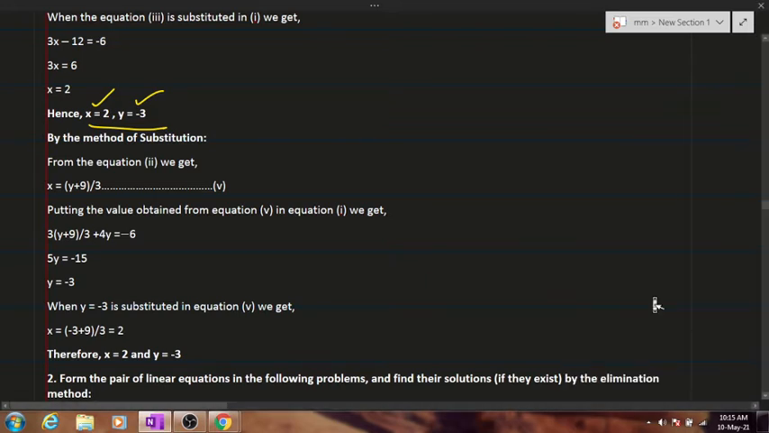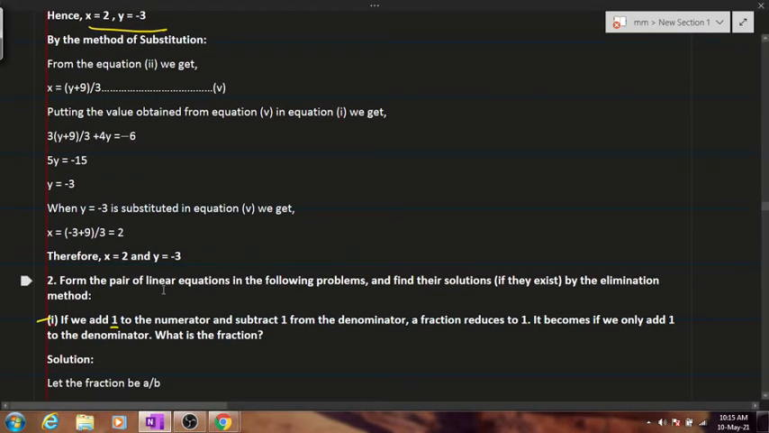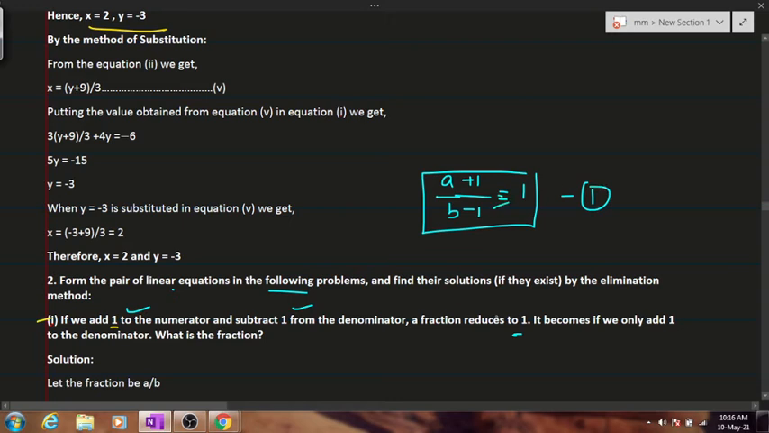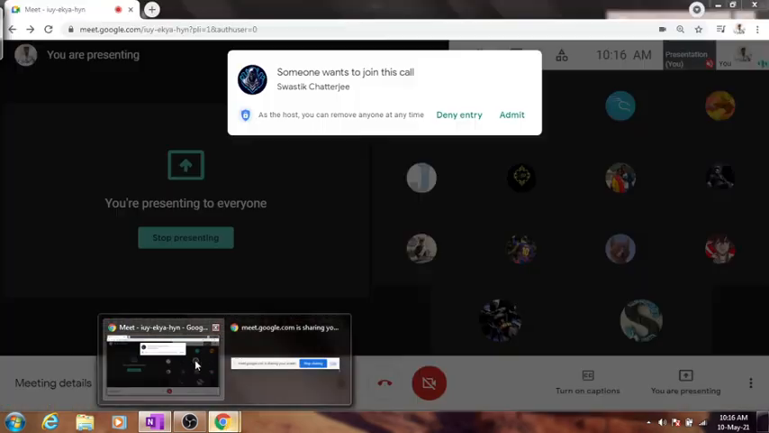So, question number 2. You have to form the pair of linear equations of the following problem and find the solution, if they exist, by the elimination method. Clear? The first question is on the form of fractions. If 1 is added to the numerator and 1 is subtracted from the denominator, the fraction reduces to 1. Assume the numerator and the denominator to be a and b. If we add 1 to the numerator and subtract 1 from the denominator, we get an answer of 1. Is the first equation clear? When you cross multiply, you will get the first equation. Is it clear? Yes or no? Confirm everyone.